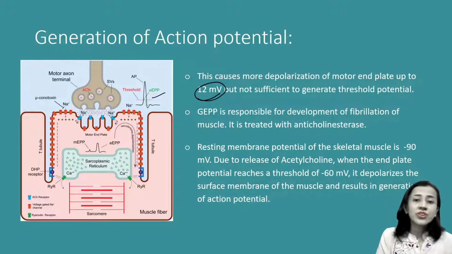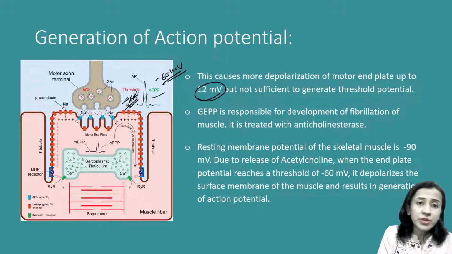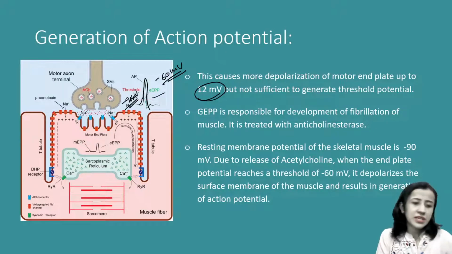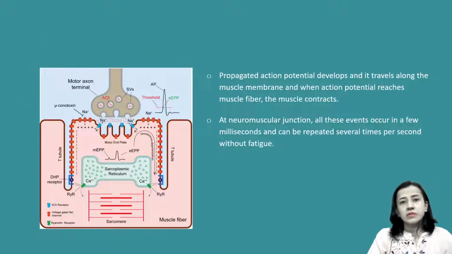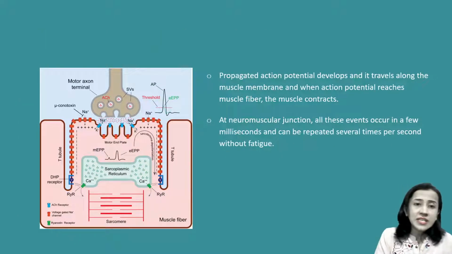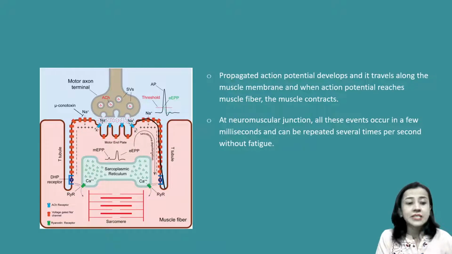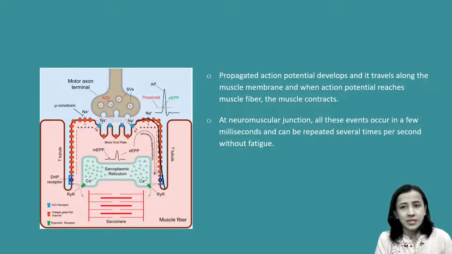Fine. Now your resting membrane potential of the muscle is minus 90 millivolt, and threshold is minus 60 millivolt. This means when the membrane potential reaches minus 60, it generates action potential here. Now, you can see this action potential has the property of propagation. It propagates along the muscle membrane and causes contraction of the whole muscle.